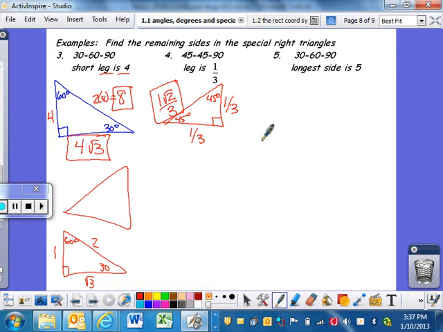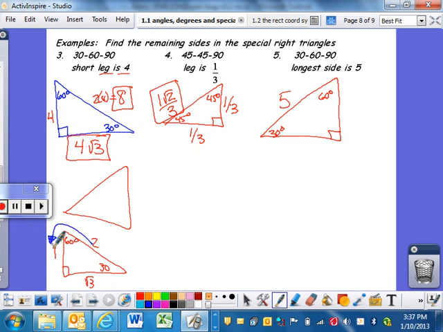Here's the fun one. So what happens if you do this? So 30 degrees, 60, 90, and I know the longest side. Now that means the side, not the hypotenuse, okay? So the longest side, which is the hypotenuse, is 5. Okay? So if that is the case, how do I get back? Now, if I'm giving you the hypotenuse, the easiest one to get is the small one.